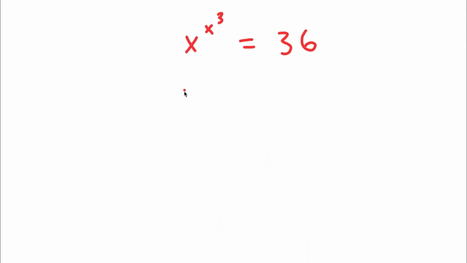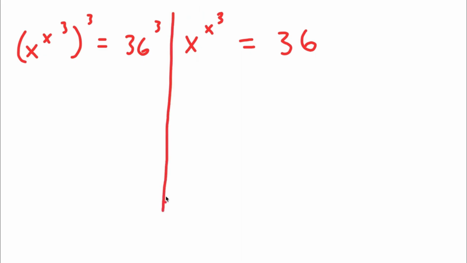Alright, so in this problem, I have x to the power of x to the power of 3 is equal to 36. To solve this problem, I'm going to start by taking the power of 3 on both sides. So now I'm going to have x to the power of x to the power of 3 to the power of 3 is equal to 36 to the power of 3.